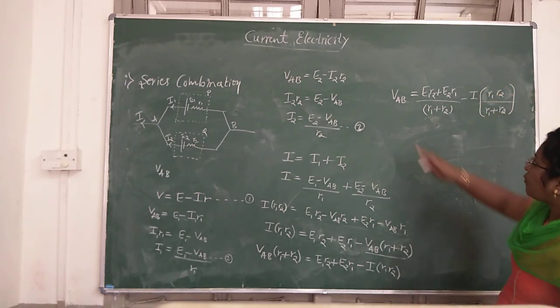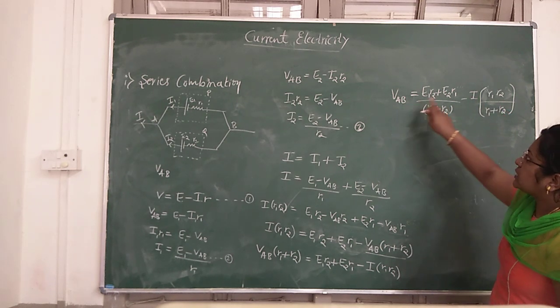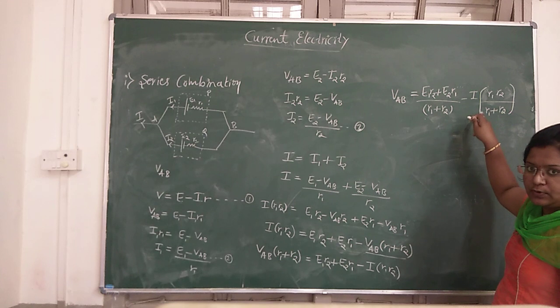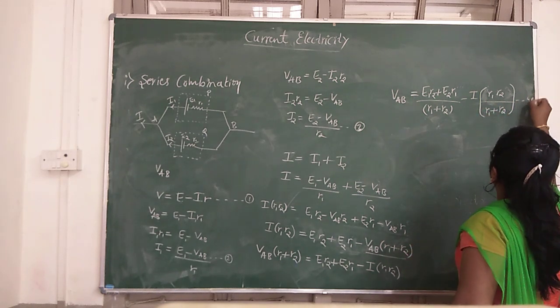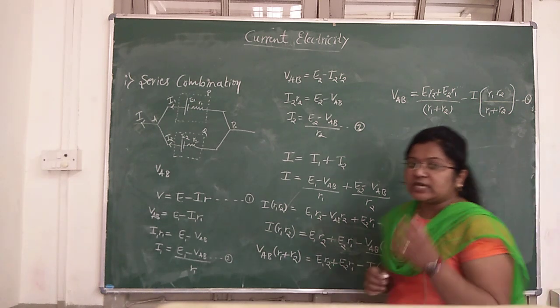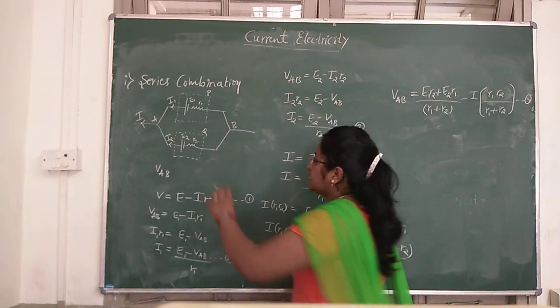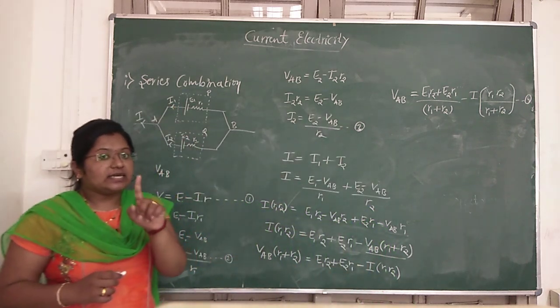So is it in the form V is equal to E minus IR? V is equal to E minus IR. Okay. Call this as equation number 4. Now what we have to do? We have to use one effective cell, meaning instead of these two cells in parallel, let's use one single cell.